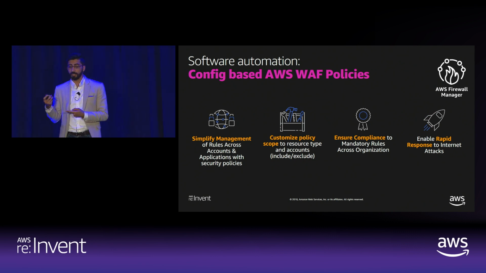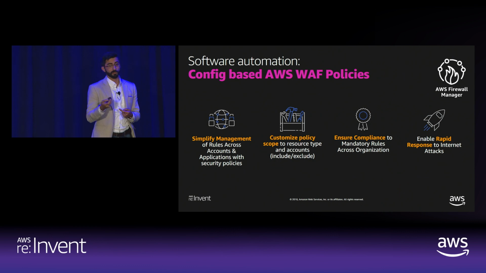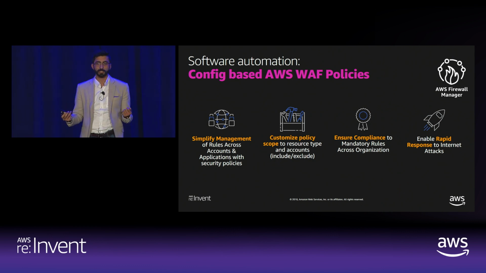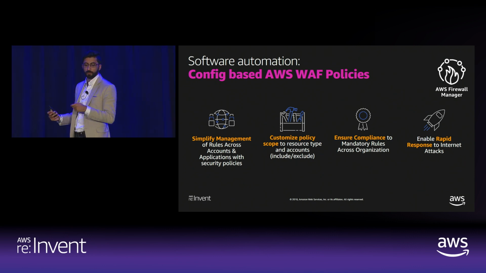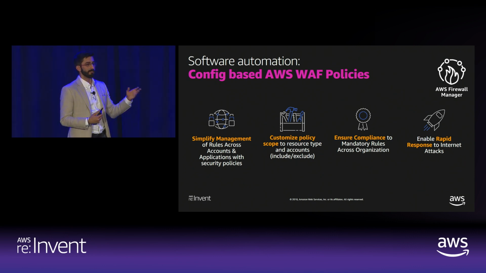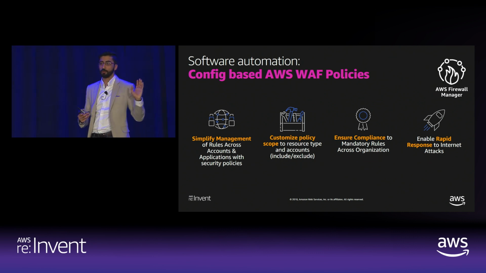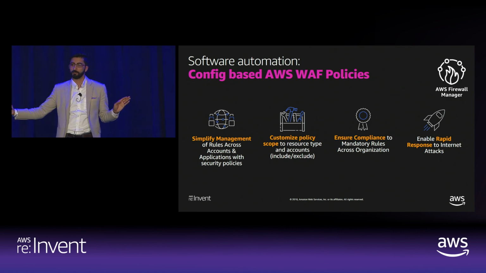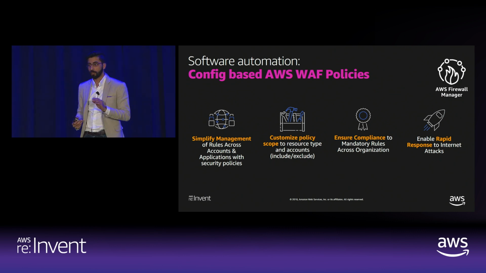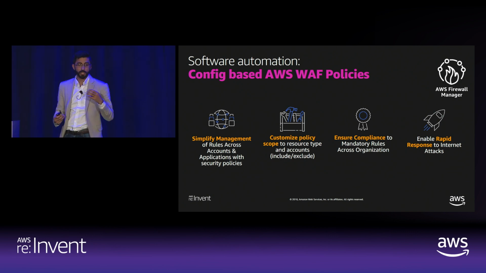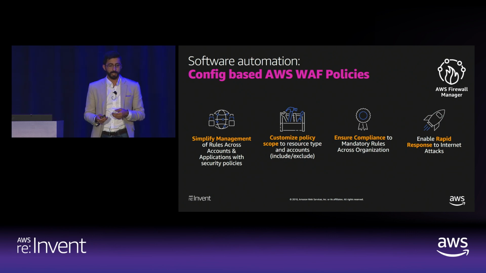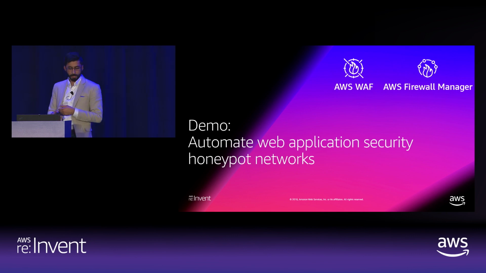And it helps customers ensure compliance with things like this for mandatory rules across the organization, while it also helps to enable rapid response when it comes to internet attacks. So when you're thinking about identifying bad bots on one application, with Firewall Manager, you can ensure that the identified bad bot also automatically starts to get blocked on another application. And I'm going to go to a demonstration that helps you visualize that use case in just a sec for that.